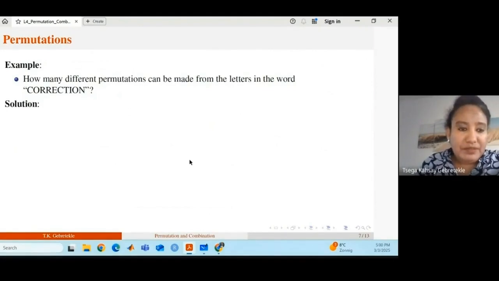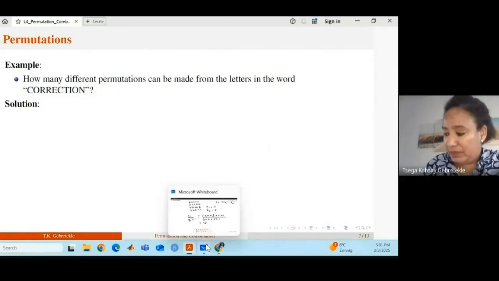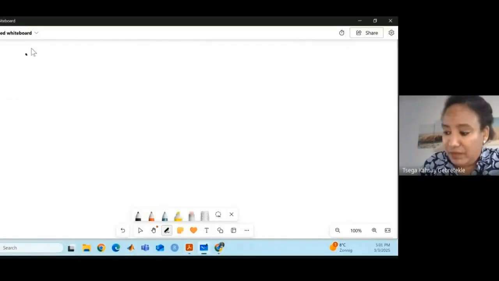Suppose we have the word "correction." We are going to use the k1-alike, k2-alike formula.